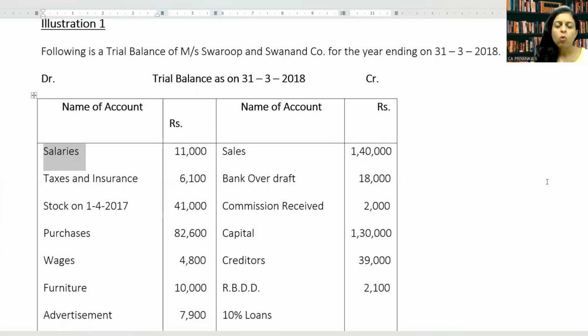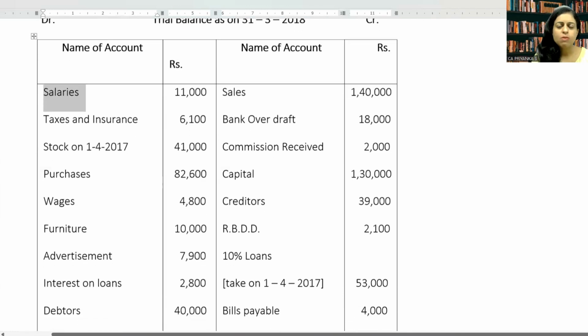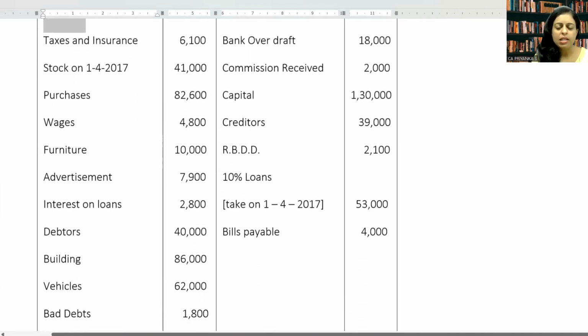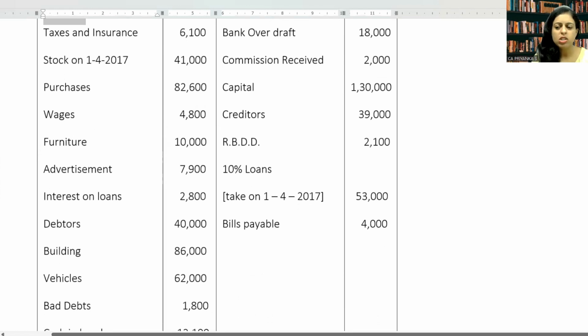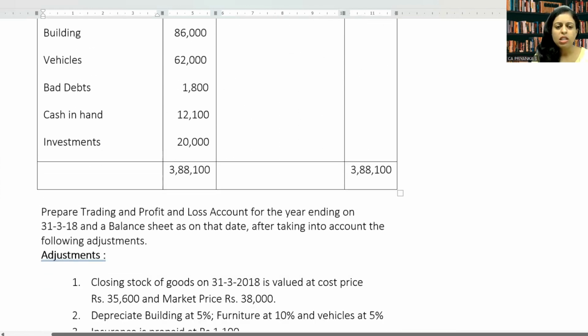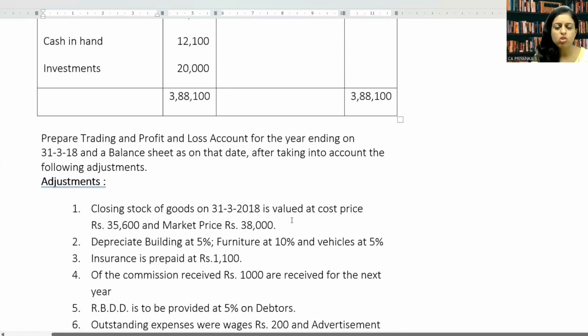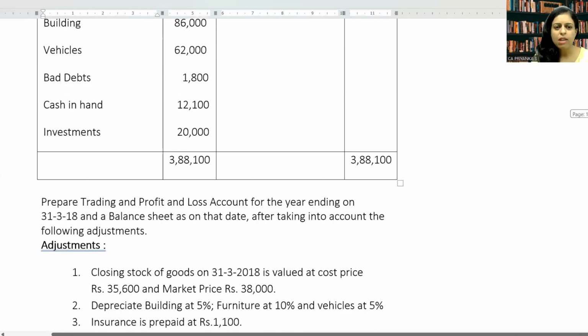Now, whenever you start with this question, you have to mark these adjustment entries in the trial balance. Mark them, that is, pinpoint them, so that you don't miss these adjustment entries later. So what are the adjustment entries? First, we have closing stock. Closing stock is not anywhere in the trial balance, so leave it. Next, depreciate building, furniture and vehicles. Now we have to identify building, furniture and vehicles.